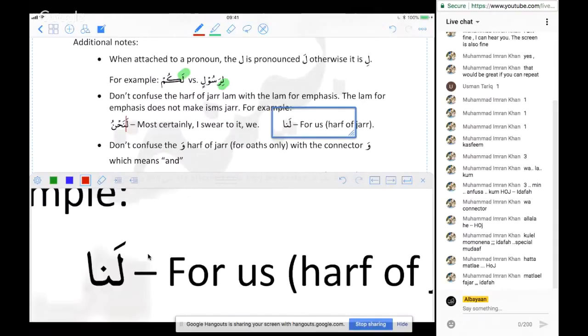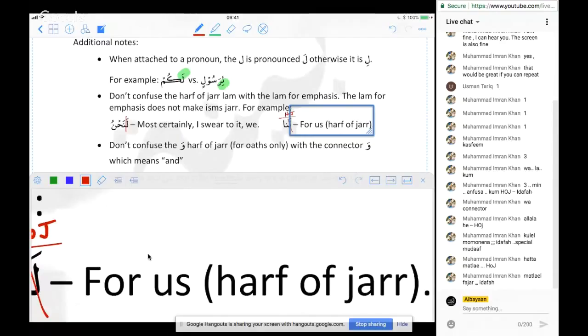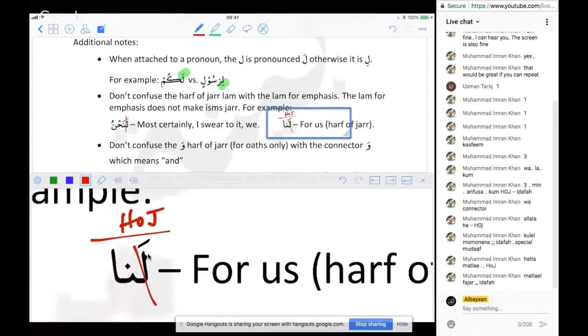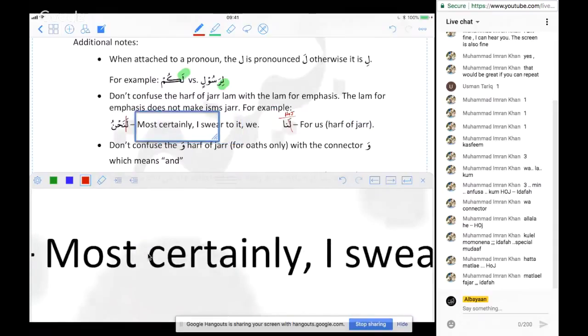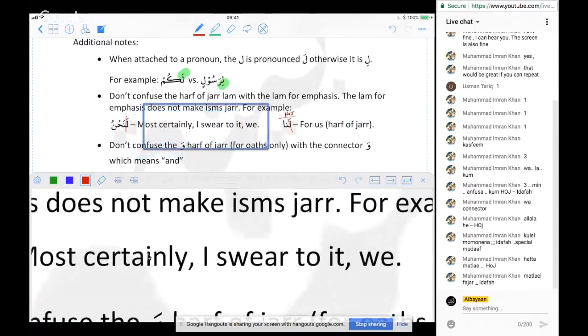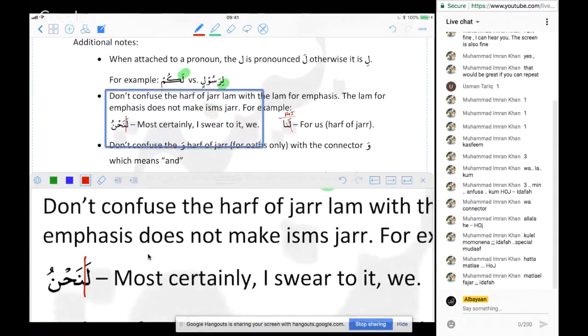In that case, this is a harf of jar fragment, because this lam is a jar majroor lam. It's a jar majroor lam. That will mean for us. The previous one is like most certainly, I swear to it. So it's more of an emphasis lam.